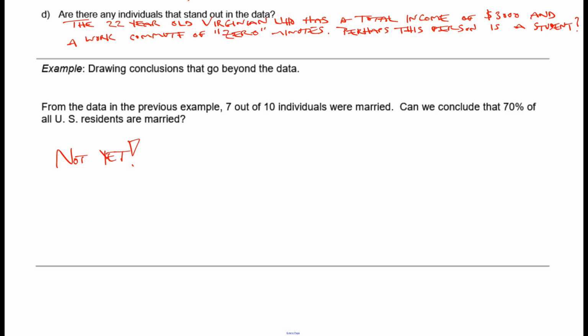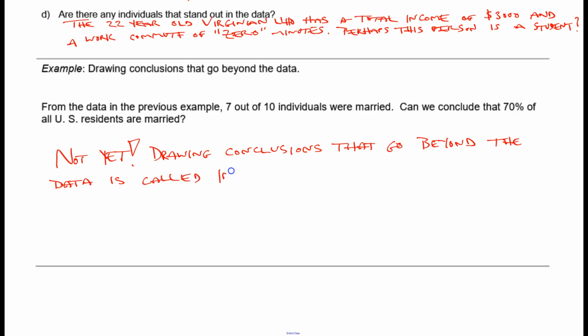And here's the reason why. Drawing conclusions that go beyond the data is called inference. And that's going to be a big part of our study of statistics because that's what statistics is all about. Can you take a look at a small set of data and then draw conclusions on the larger population? Fortunately, we don't have all the tools yet to make that connection, but it will be a big part of our study of statistics going forward.